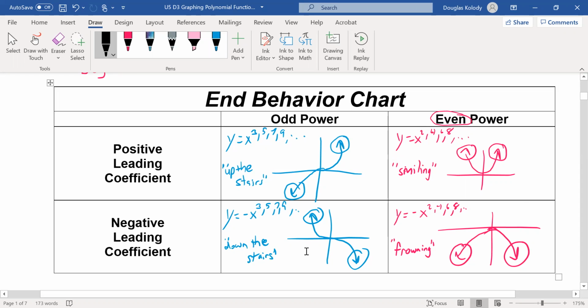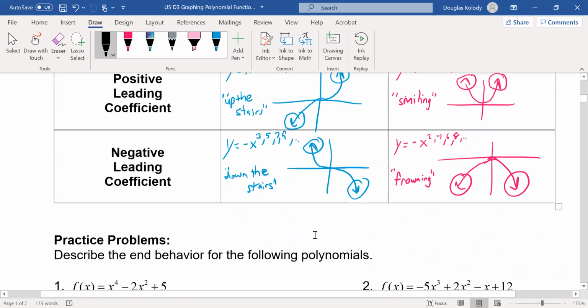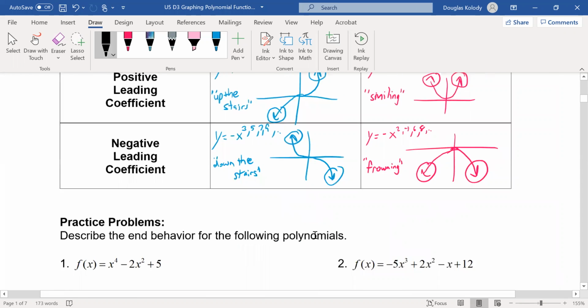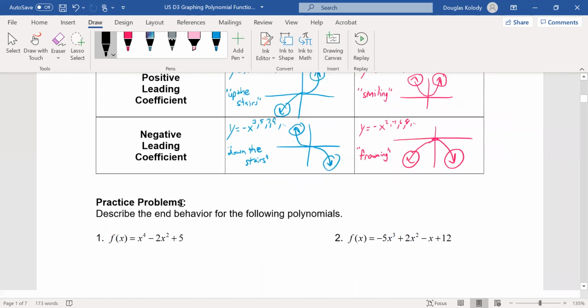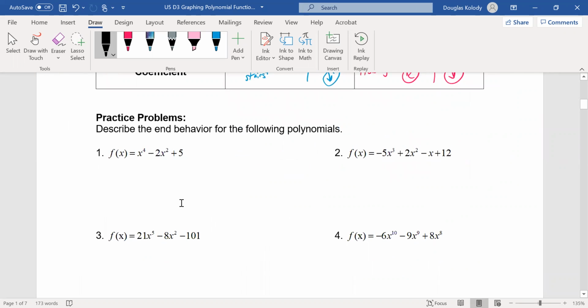If the degree is odd, you're going down the stairs. Let's put this all together here. Let me zoom out and let's do some of these questions right now. I'm going to have to scroll back up and down.